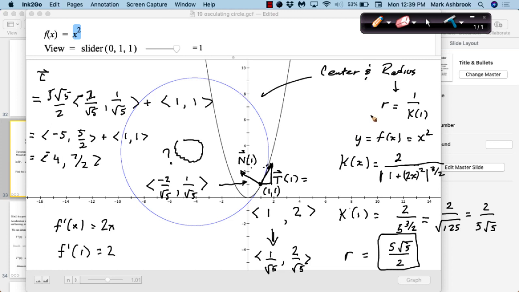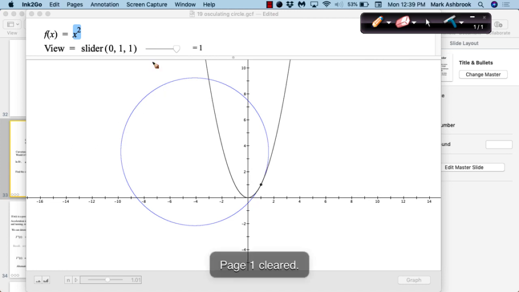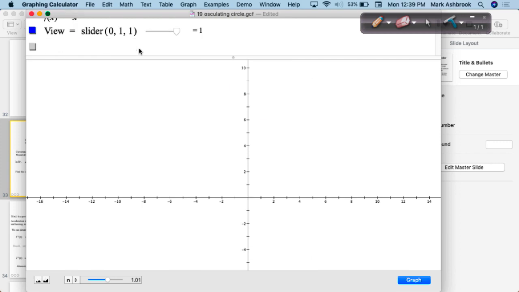Everyone got this written down? Can I erase everything? Here we go. So we want the equation of the circle. What's our x-coordinate? Negative 4. So x plus 4 squared, plus y minus 7/2 squared, equals 5 radical 5 over 2. I'll just do that, 5 radical 5.